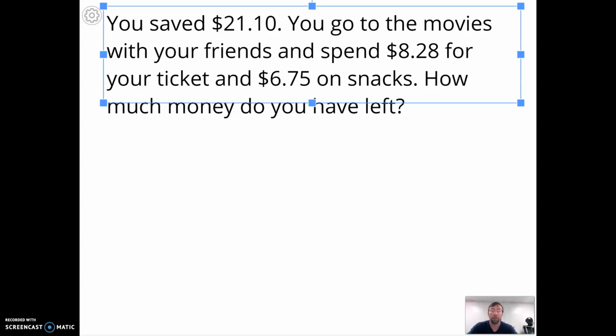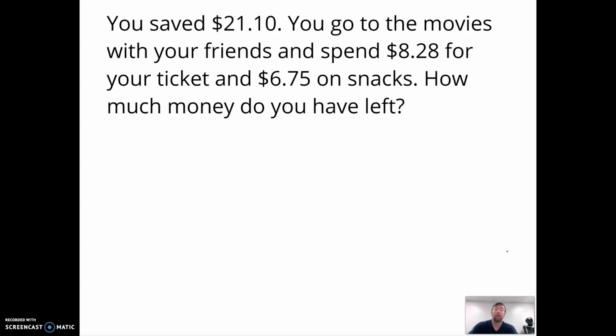You go to the movies with your friends and spend $8.28 for your ticket and $6.75 on snacks. How much money do you have left? So the first thing I notice in a problem like this is I want to know what the total I spent was. So what I'm looking for first is what we spent.